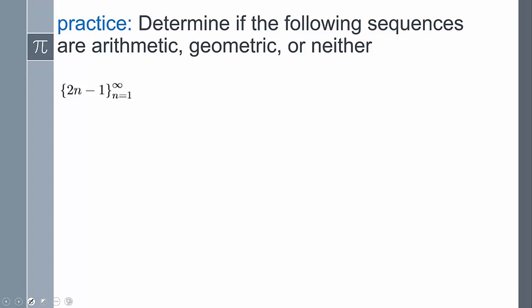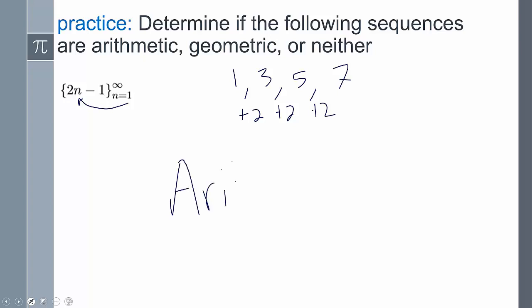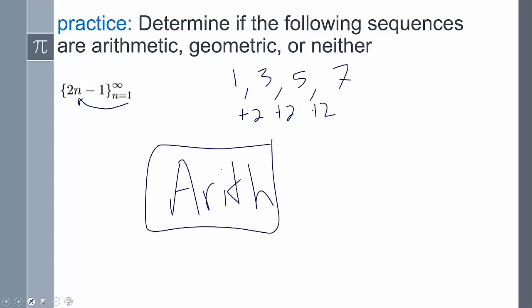All right, so we're going to practice a few. Go ahead and pause the video and try this one out. All right, so let's check this one. If I plug in n equals 1, I'm just going to do this one quickly in my head. 2 times 1 is 2, 2 minus 1 is 1. Plug in 2, you're going to get 3. Plug in 3, 6 minus 1 is 5. Plug in 4, so 8, 8 minus 1 is 7. So if you notice, I'm adding 2 every single time. So that's going to be arithmetic. That is an arithmetic sequence.